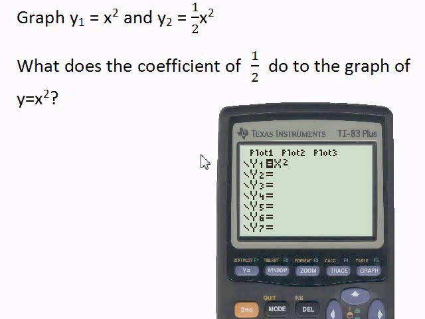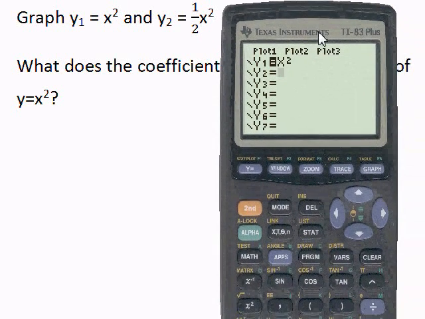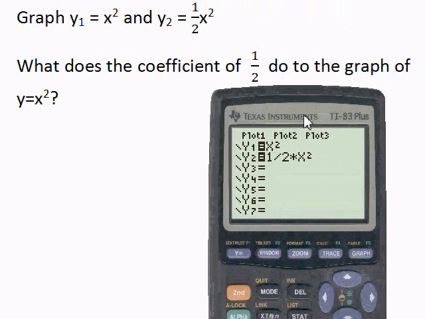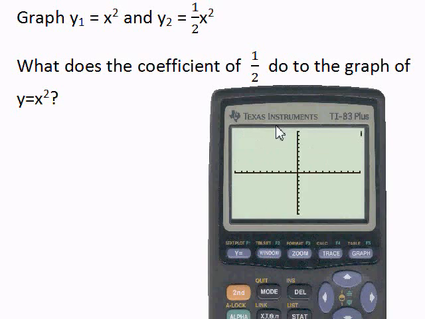And for our very last type of transformation, still part of this stretching thing, we're going to have x squared and y2 equals 1/2 x squared. Now I want to show you how to enter 1/2 x squared into the calculator. We can simply go 1 divided by 2 times x squared. Now, when we plot this, let me change that to a darker line. When we plot this, here's our original graph, and here's our graph that's been multiplied by 1/2.